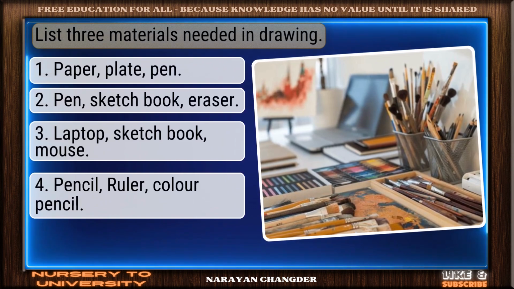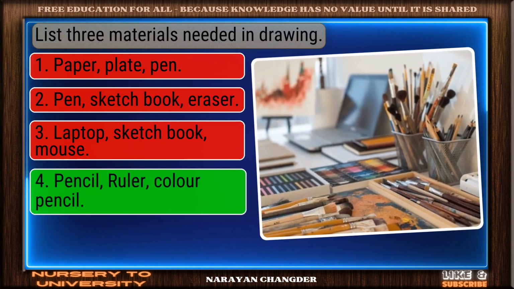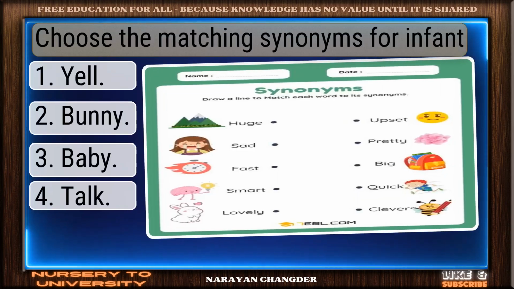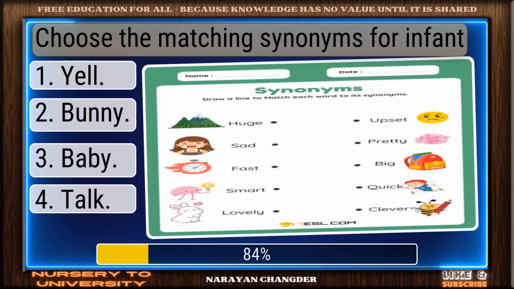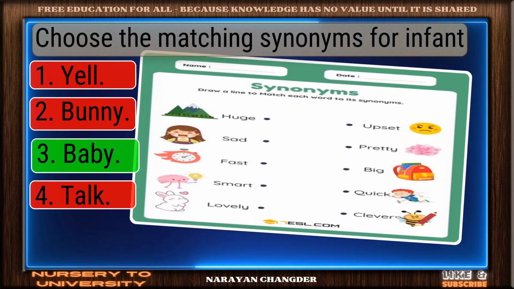List 3 materials needed in drawing. You chose pencil, ruler, color pencil, and it is correct. Choose the matching synonyms for infant. Exactly. Baby makes sense and it is the right choice.